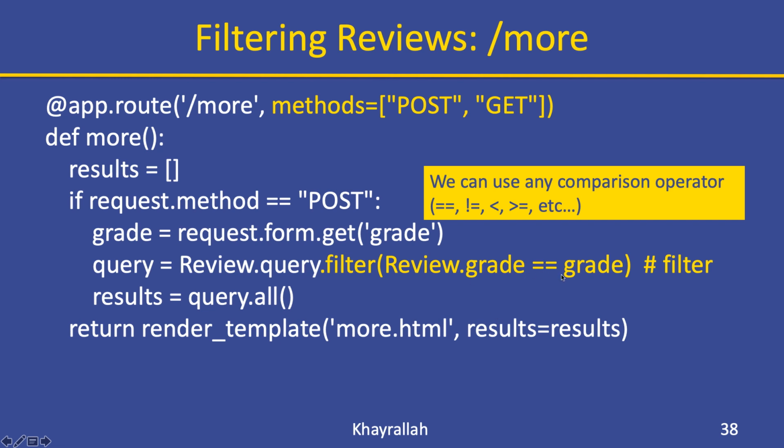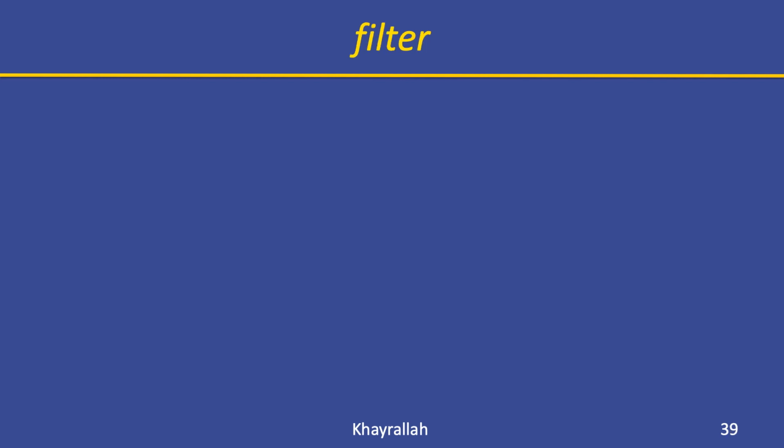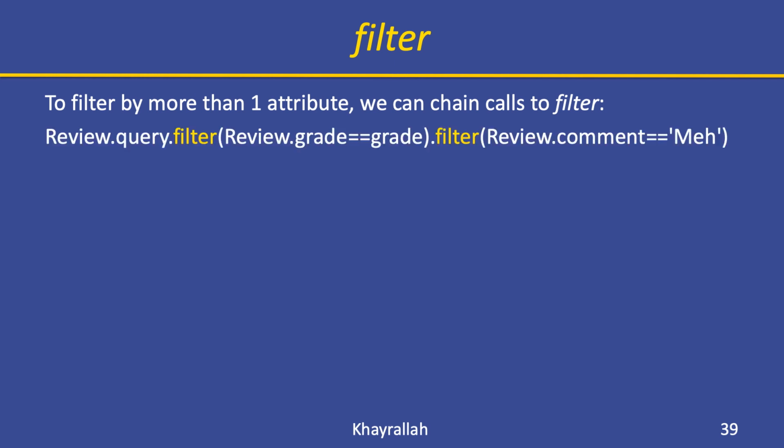Note that inside filter, we can use any comparison operator. So it doesn't have to be equal. We could have said less than or greater than or not equal here. So a couple of things about filter. Filter is invoked on a query object, and it returns a query object that contains fewer rows. To filter by more than one attribute, we can chain calls to filter. So we can take the return value and invoke filter on it again. And sometimes it's useful to do that in steps. It's more readable to do it in steps.